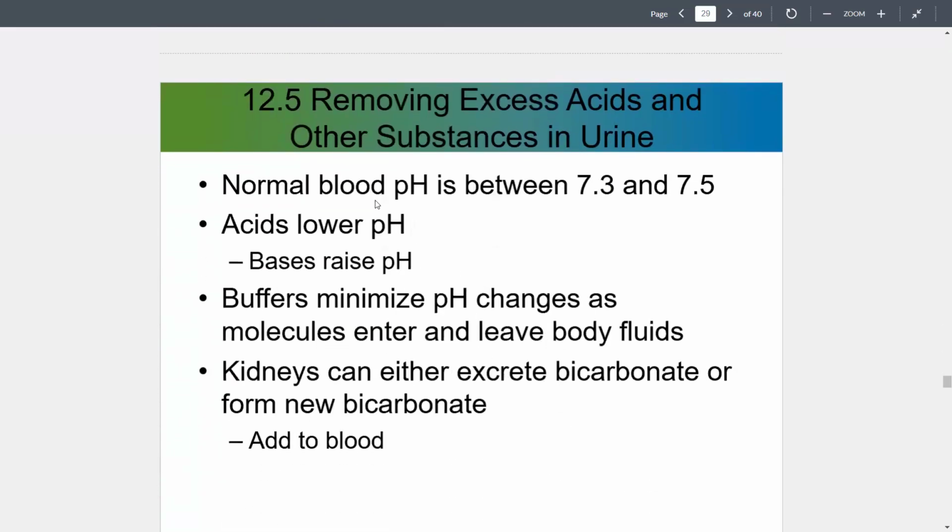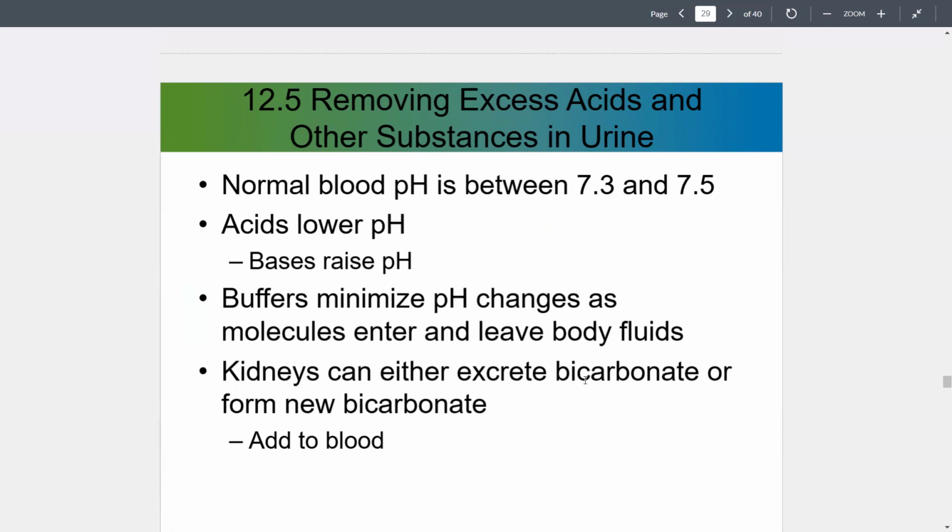So normally your blood pH is 7.3 to 7.5, so it's a little bit basic. And urine is one way that we can adjust our pH because it can pull H's back into the blood or out of the blood. And H's are what makes things acidic, little hydrogens. Acids have a low pH, bases have a high pH. And so this is the way for us to fine tune that.